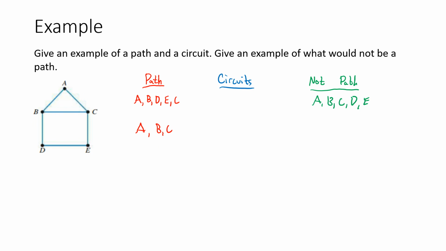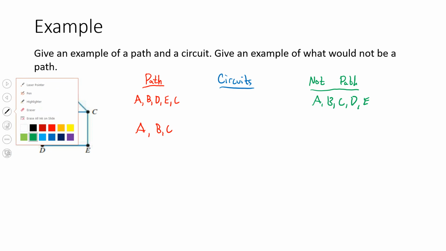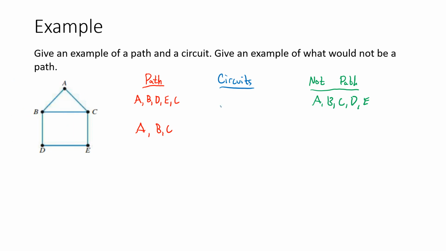Okay, so going back to Andrea. Sorry, Andrea. You said A, B, C, E, D. E, not D. And then where'd you go from there? A, B, D, E, C, A. Yeah, back to A. Okay.